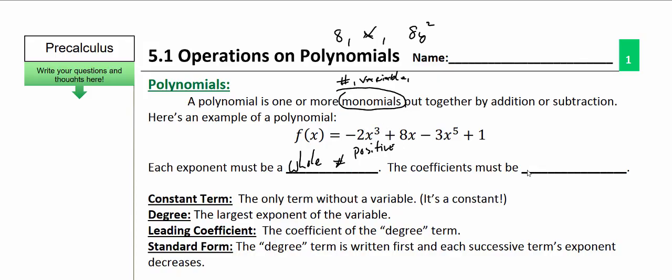Okay, coefficients must be real numbers, real as opposed to imaginary. Real means it can't be like pi. That's irrational, that doesn't work. Real also means it can't have i's in it, like it can't be like 3i. That's something else, that's not a polynomial. That's called a complex number. We'll get into that later.